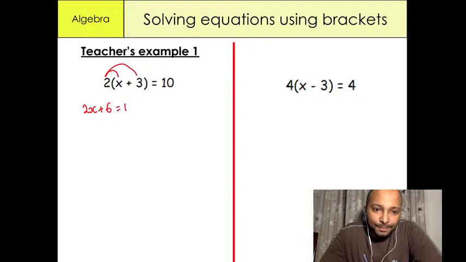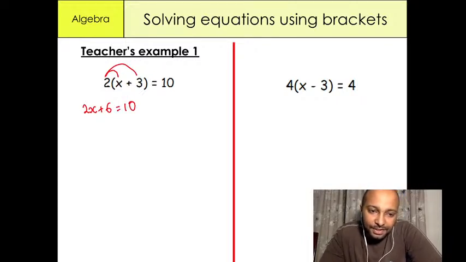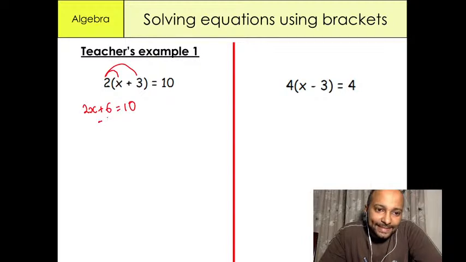and equals 10. Now what you need to do is undo this equation. To undo this equation, we're going to subtract 6 from both sides. So positive 6 minus 6 cancels out, because 6 minus 6 gives us 0. And the golden rule in algebra is that whatever you do to one side of the equation, you must do to the other side of the equation. So 10 minus the 6 is 4. So we have 2x equals 4.